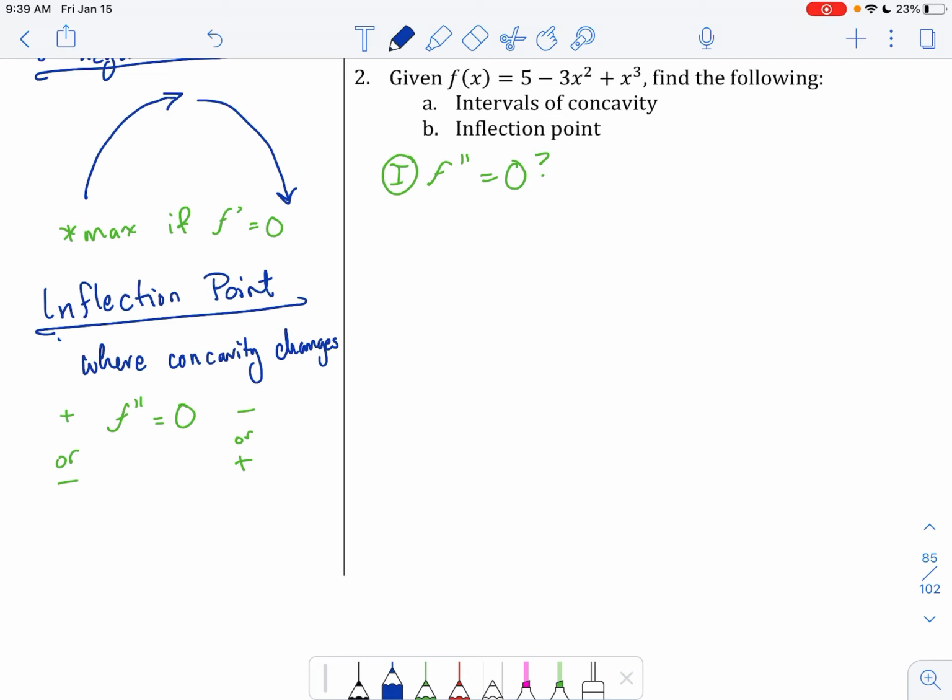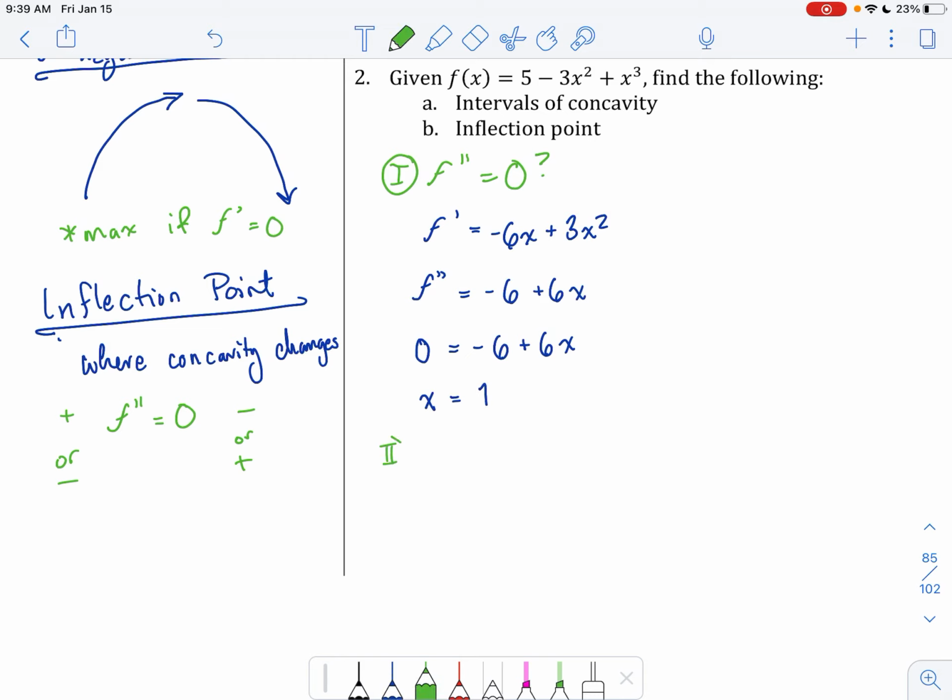I'm going to use the power rule and start by saying, well, f prime is equal to negative 6x, because 5 has a derivative of 0, plus 3x squared. Now I'm going to take the derivative again to find the second derivative, which would be negative 6 plus 6x. Now, since I want to find possible inflection points, set that equal to 0. And in this case, we only have one inflection point where x is equal to 1.